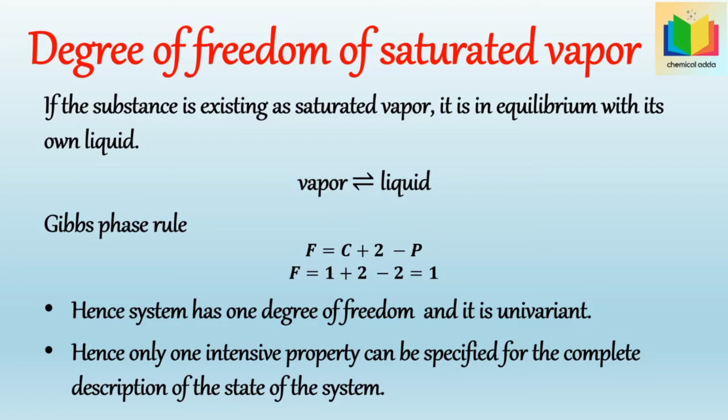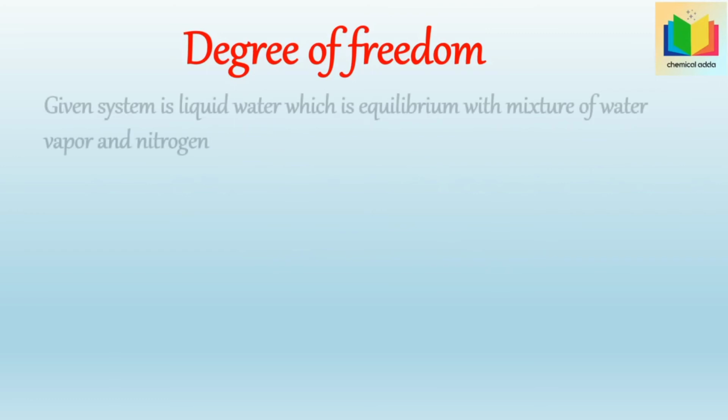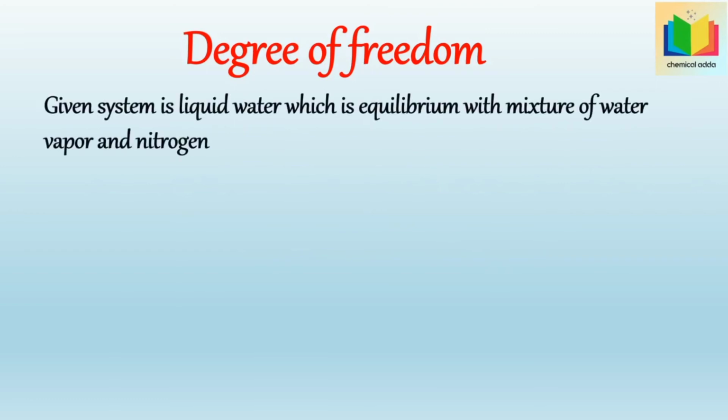Now, next question. What is the degree of freedom of liquid water which is in equilibrium with water vapor and nitrogen? The given system is liquid water in equilibrium with a mixture of water vapor and nitrogen. Hence, liquid water is in equilibrium with water vapor, and it is also in equilibrium with nitrogen.